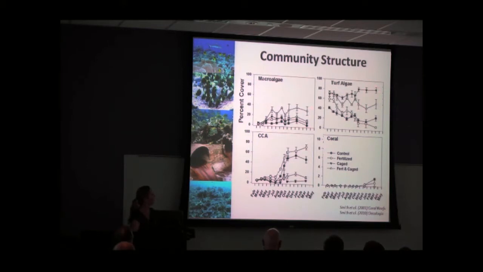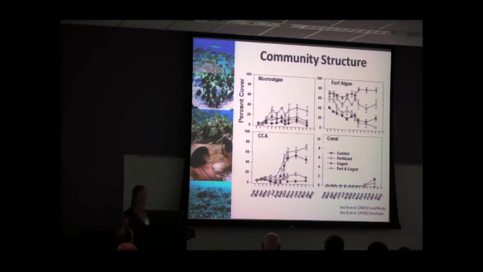When we added nutrients in this treatment, we see we got an increase in macroalgal cover. And in the two treatments where herbivores were present, we got an increase in the abundance of crustose coralline algae. Remember, these again are reef builders. They can facilitate coral settlement. So we're seeing an increase in the abundance of these reef builders.